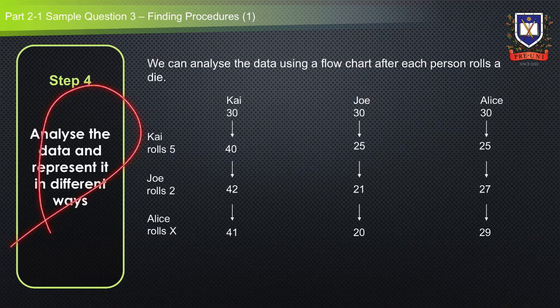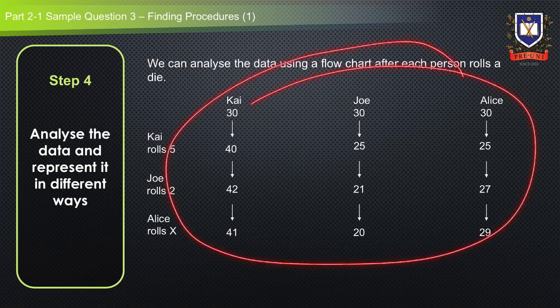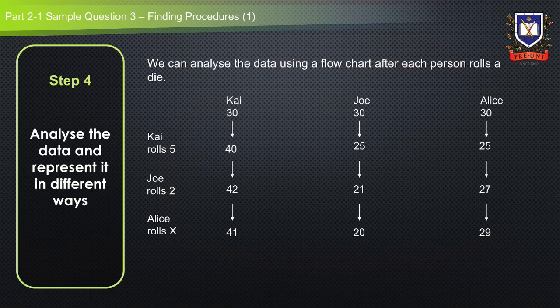Step 4 is to analyze the data and represent it in different ways. In this question, we can analyze the data using a flowchart after each person rolls a dice. So each person starts with 30. After Kai rolls a 5, Joe and Alice have to give 5 marbles to Kai. So that results in 30 plus 10. So Kai has 40 marbles after that. Joe has 25 and Alice has 25 as well.